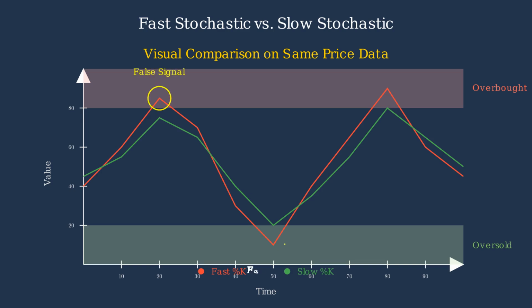Here we can see how the fast stochastic generates potential false signals by quickly moving into overbought and oversold territories, while the slow stochastic stays within more moderate ranges.